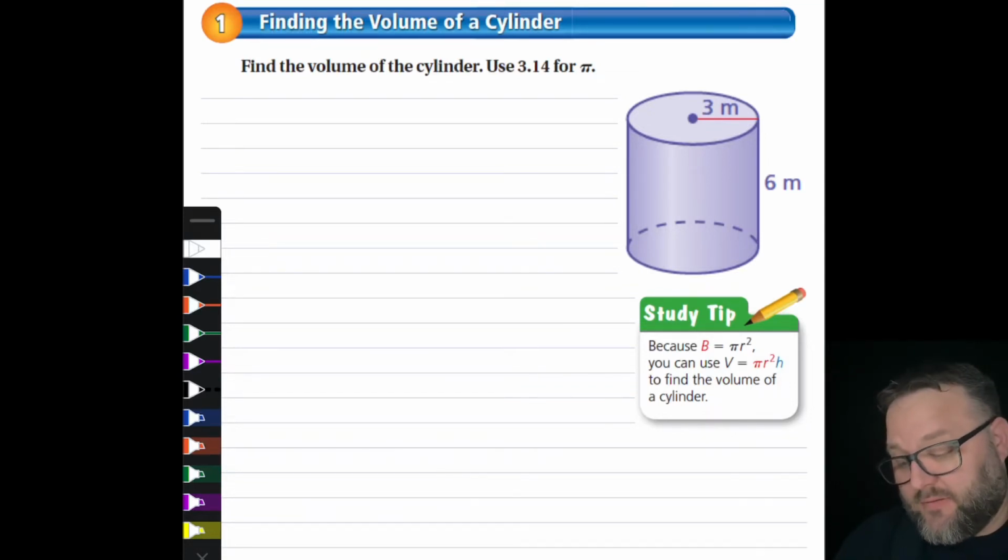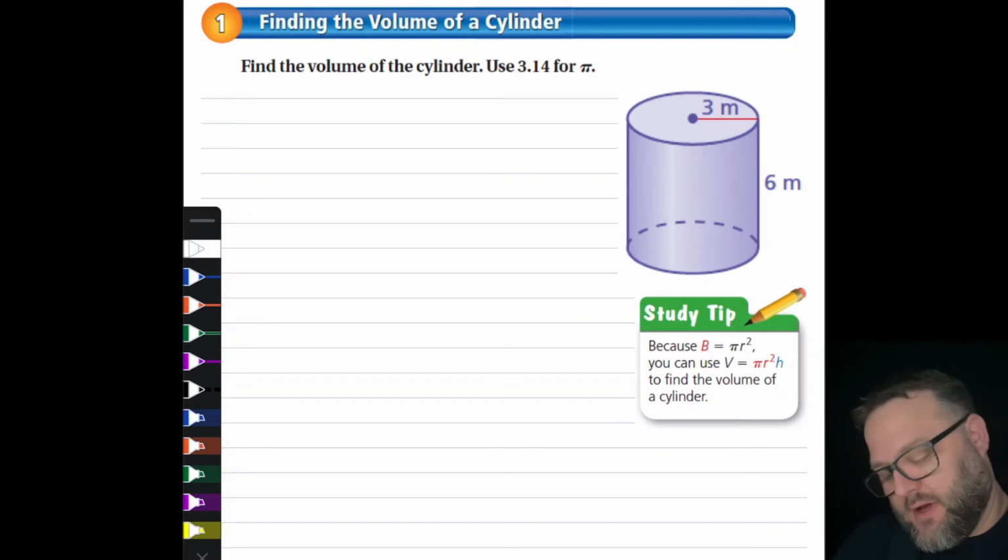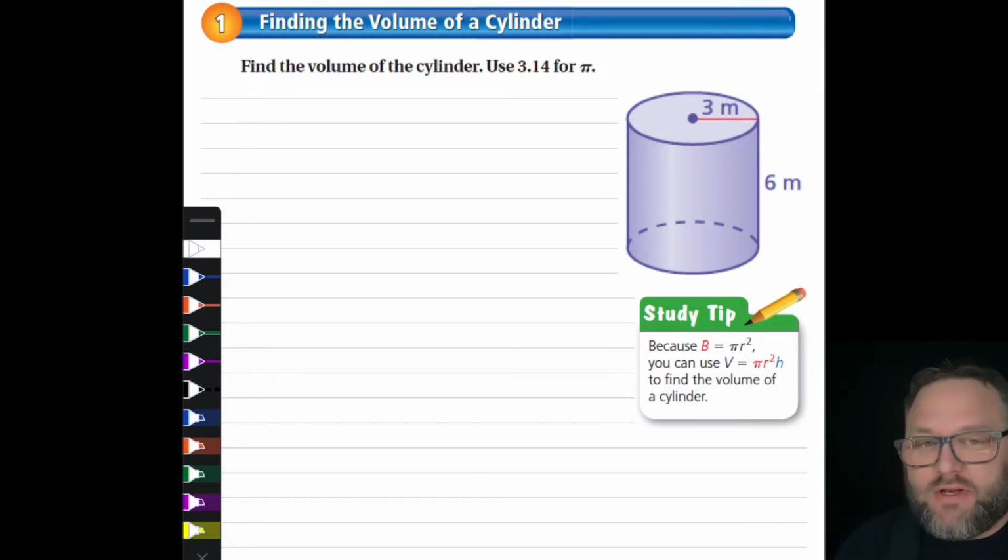Today we're talking about finding the volume of a cylinder. So we're sticking with the same idea that if you find the area of the base, you just have to multiply by how tall your shape is, and that gives you the volume. So you have to find which shape is the base.